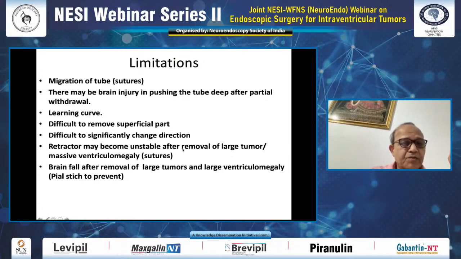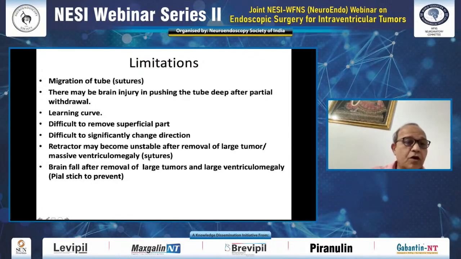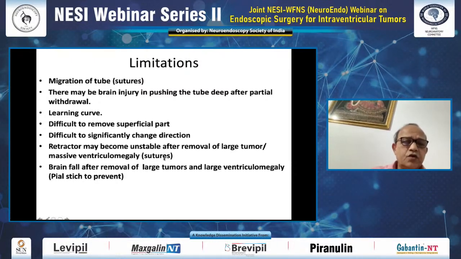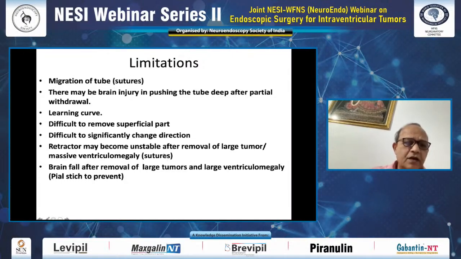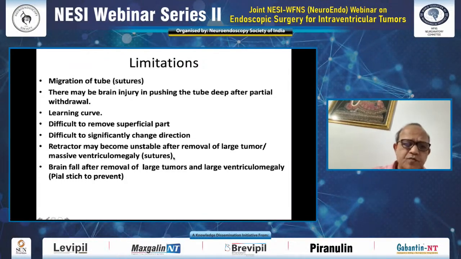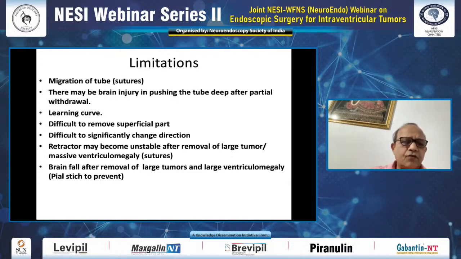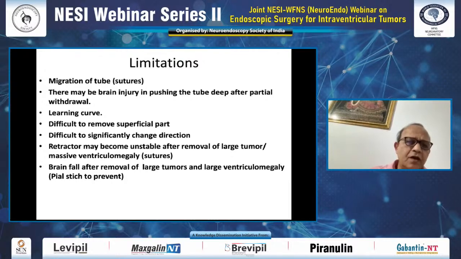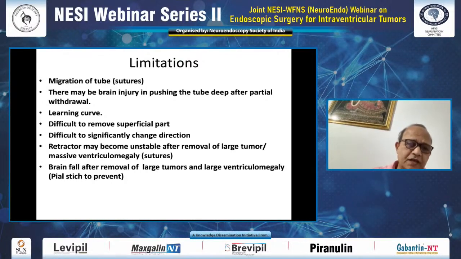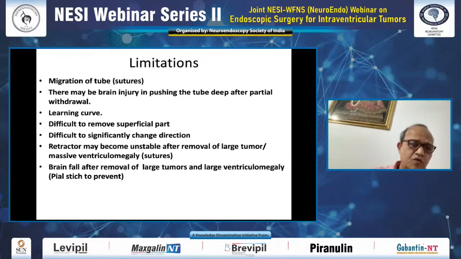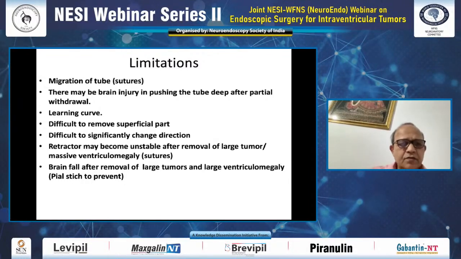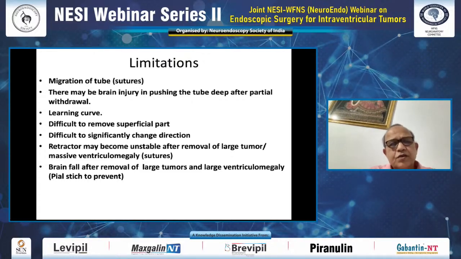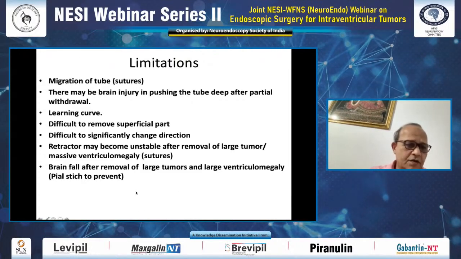The retractor can become unstable if there is a large tumor or there is huge ventriculomegaly. In those cases, use pile sutures and also use sutures so that it does not fall to one side or the other side, and use a larger size tube when the big tumor has been removed. So after initially using 2 centimeter or 1.5 centimeter, later on you can use a 2.5 centimeter diameter tube.